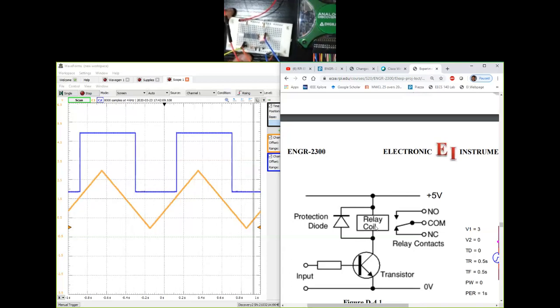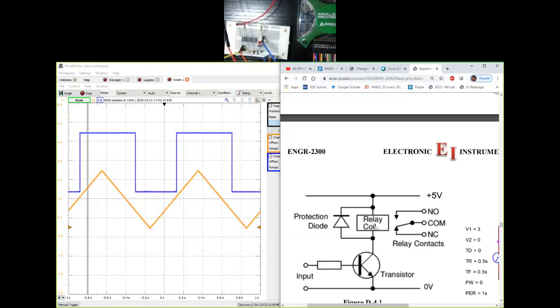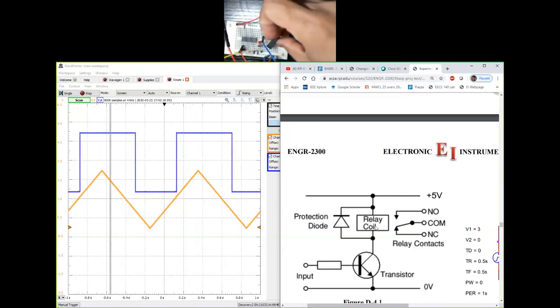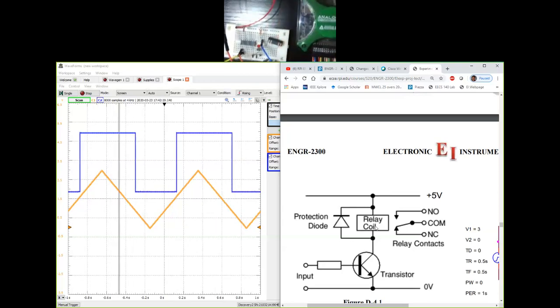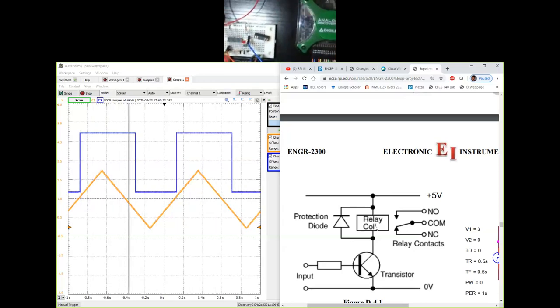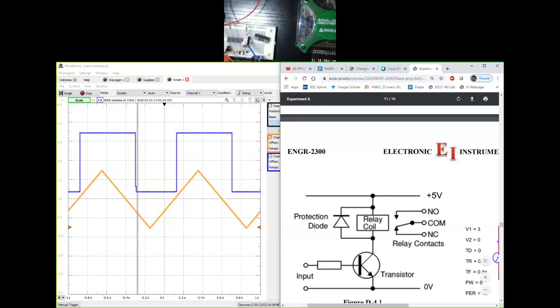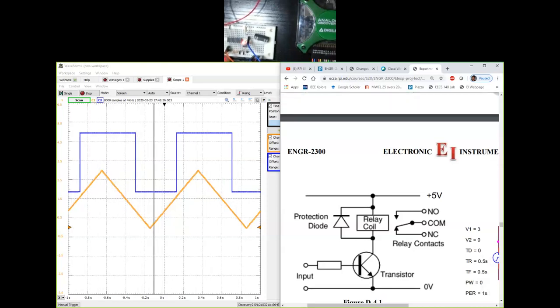So I do have the relay with me, but unfortunately it doesn't give you any sound, so we are not going to do that. But I've already recorded the outputs of the relay with the 7404 chip and 7414 chip, and I've made them available on Piazza.